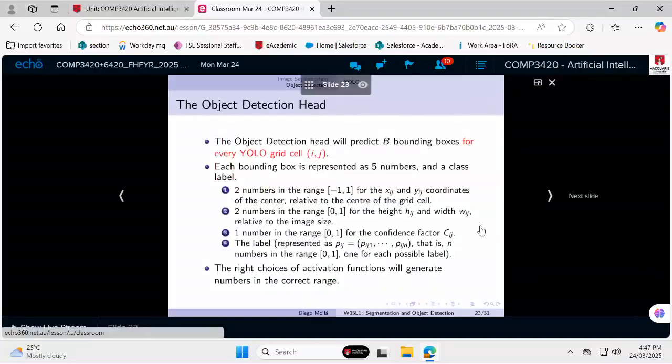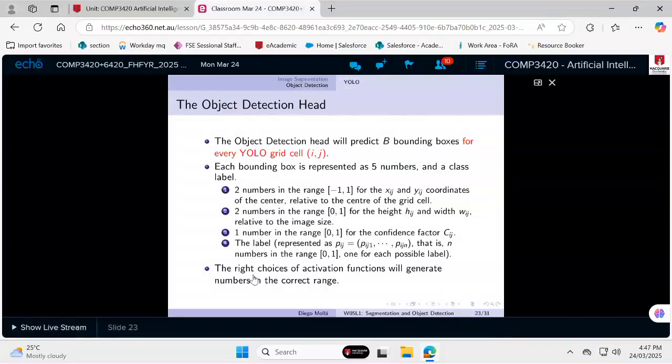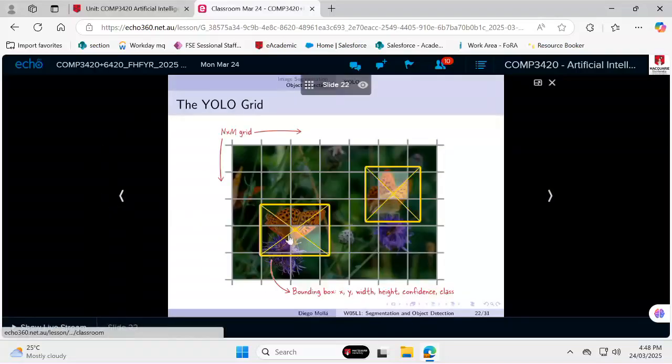So that's what I think is being said on this slide here. For every YOLO grid cell, each bounding box, this is not quite, yes, it's accurate. Each cell is going to predict several bounding boxes, B. The default is 2 in the original paper, so each cell on this grid will try to identify up to 2 bounding boxes. Only 1 in this case, but up to 2.